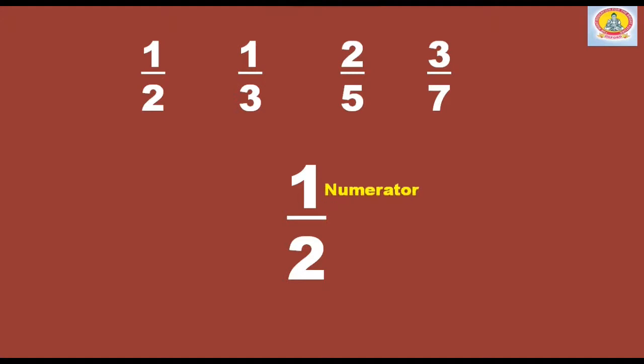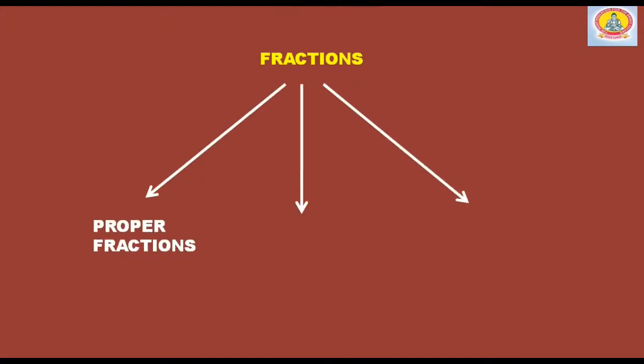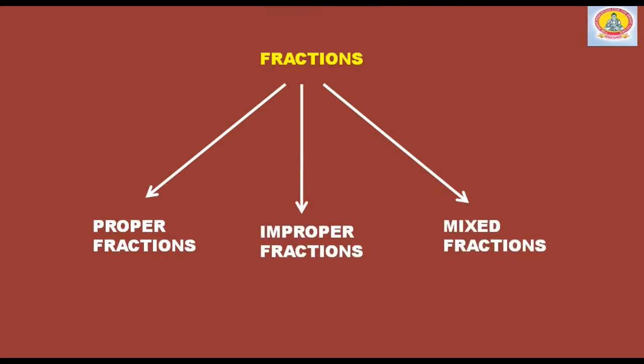1 by 2, 1 by 3, 2 by 5, 3 by 7 are the examples of fractions. In 1 by 2, the above number 1 is called the numerator. The below number 2 is called the denominator. Fractions can be divided into 3: proper fractions, improper fractions, and mixed fractions.